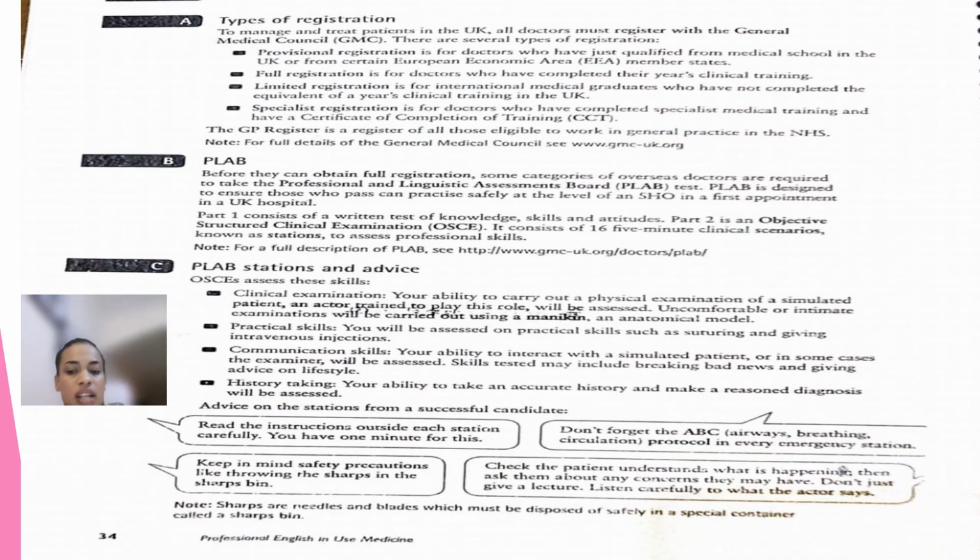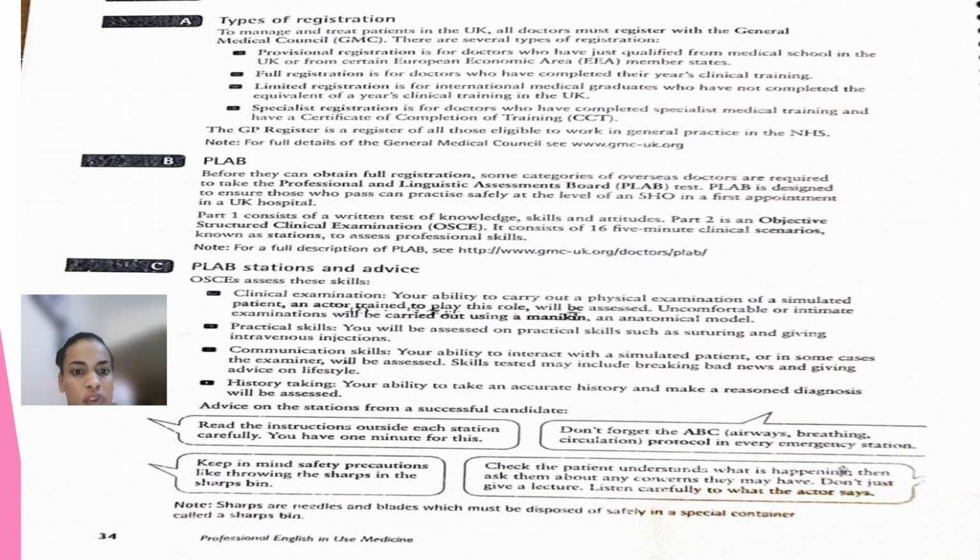The overseas doctor: types of registration. To manage patients in the UK, all doctors must register with the General Medical Council (GMC). There are several types of registration. Provisional registration is for doctors who have just qualified from medical school in the UK or from certain European Economic Area member states. Full registration is for doctors who have completed their year of clinical training.